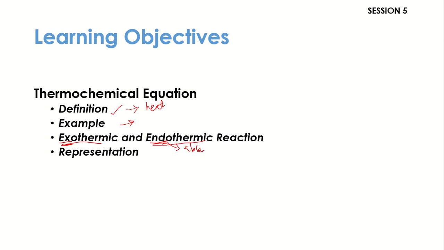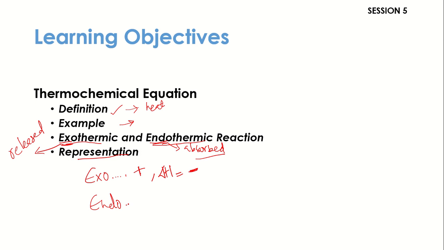Once again, an endothermic reaction is the reaction in which heat is absorbed, and an exothermic reaction is where heat is released or given out. And the representation of thermochemical equation: for an exothermic reaction, the sign will be positive, but if you're going to represent it with delta H, the sign becomes negative. And for the endothermic reaction, the sign of the heat energy is negative, but if you're going to represent it with delta H, the sign becomes positive. So this is the crux, the heart of the lesson for today's class. So that's it.